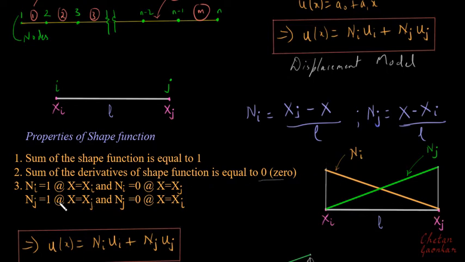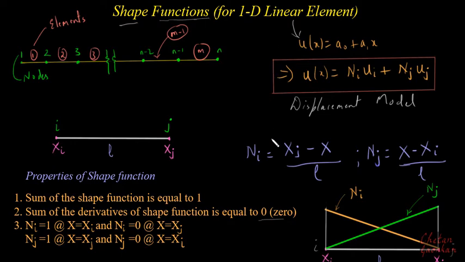And similarly, Nj will be equal to 1 at x equal to Xj. So Nj will be equal to 1 here at the node j, and it will be 0 at the node i. And again the variation for this shape function Nj will be linear. So this is what we had seen last time.